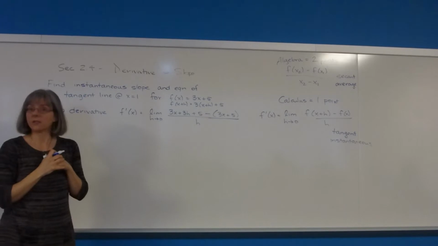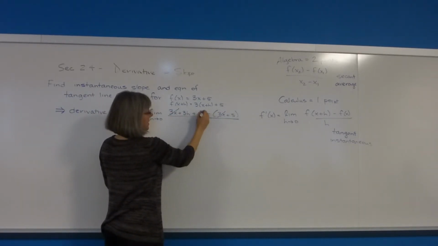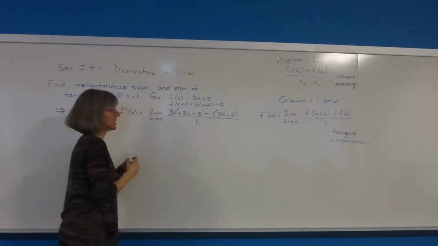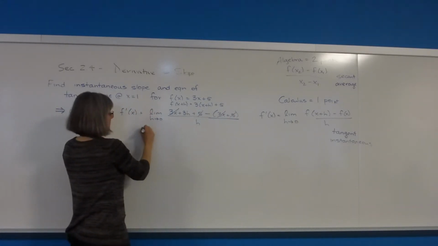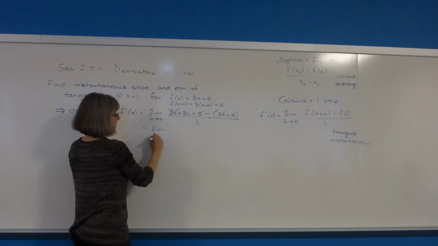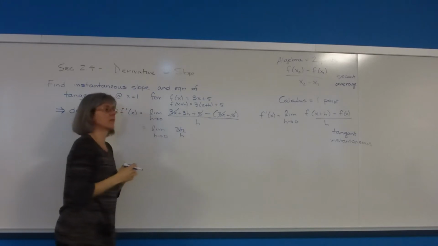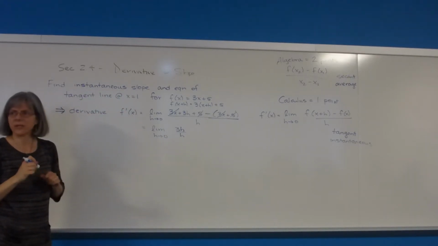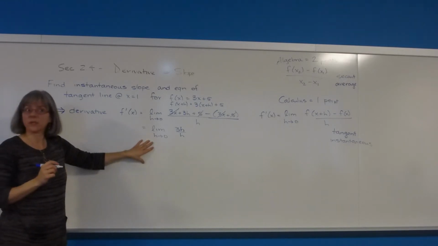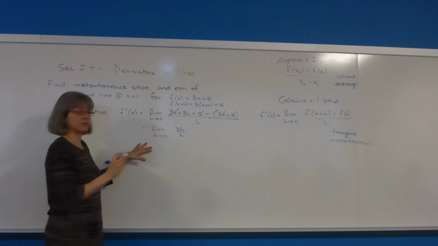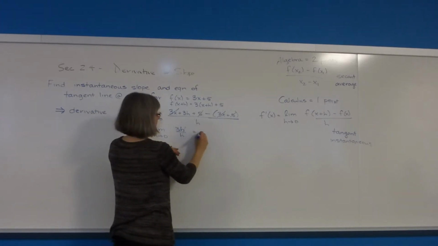You should expect lots of canceling. So the 3x's cancel, 3x minus 3x. 5 minus 5, they cancel. So all I'm left with is 3h over h. You have to do it the long way on homework. No, that's fine. So what do we know about this then? What's the answer to this limit? 3. H's cancel, yes, that's true because they're multiplied factors, so 3.